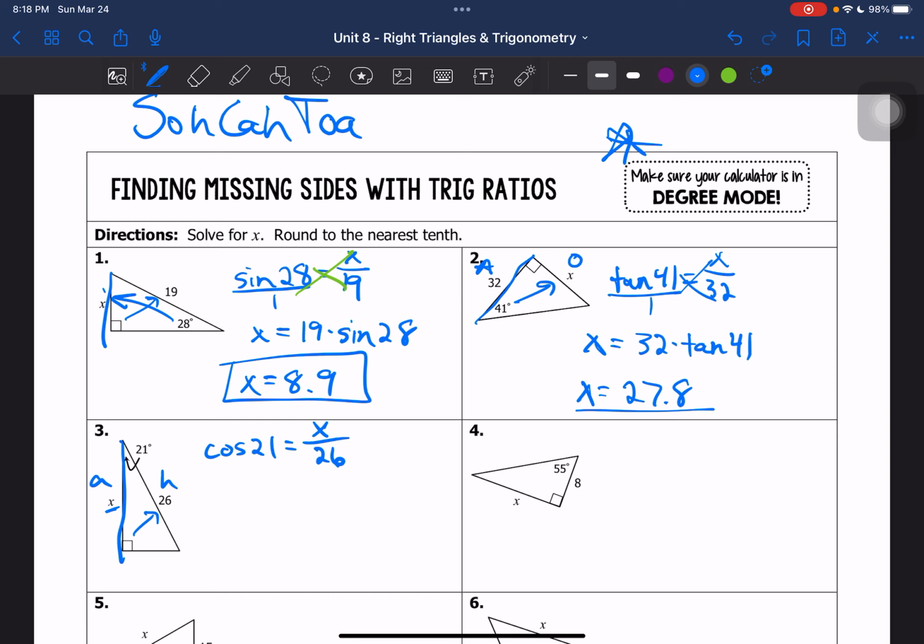Now let's just go ahead and solve for x. I'm going to cross multiply. X equals whatever 26 times cosine of 21 is. Go ahead and type that into your calculator. And what we end up with is 24.3.